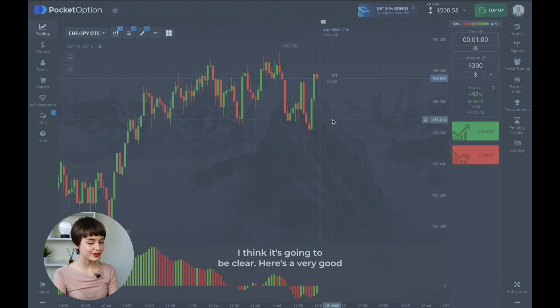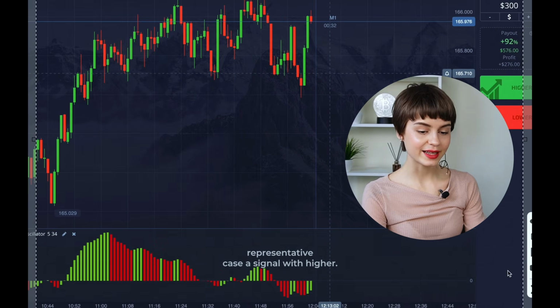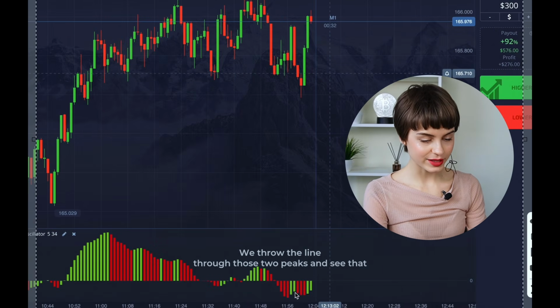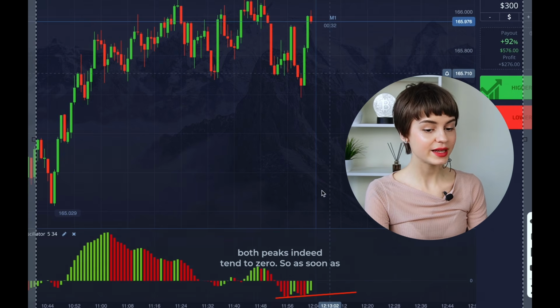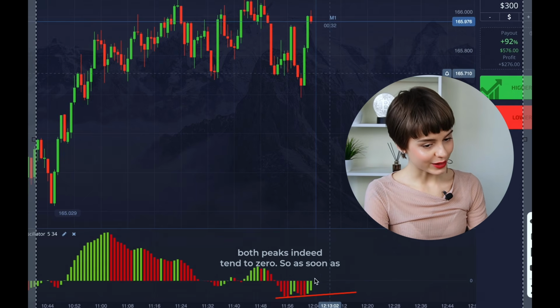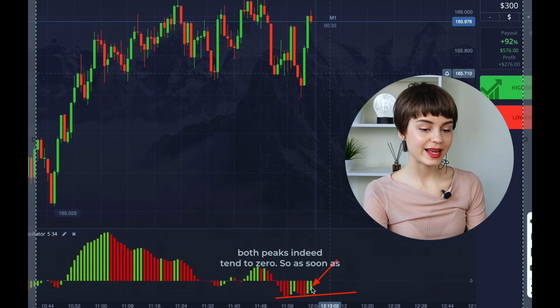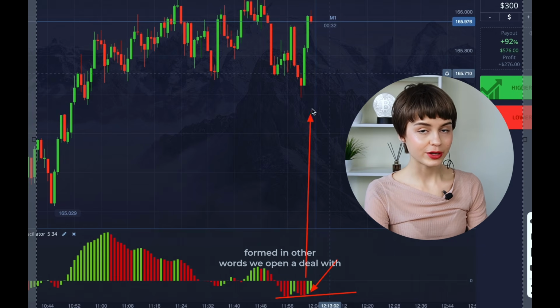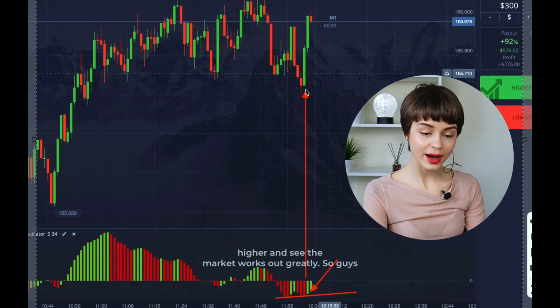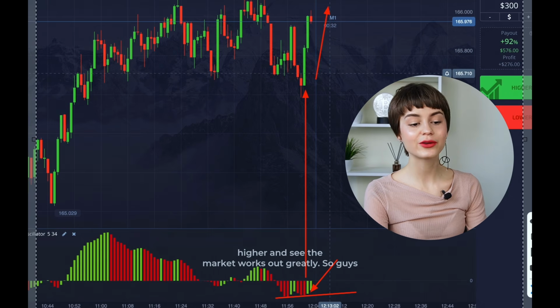Here's a very good representative case, a signal with higher. We draw the line through those two peaks and see that both peaks indeed tend to zero. So, as soon as the first green column is drawn, in other words, as soon as the peak is formed, we open a deal with higher and see the market works out greatly.